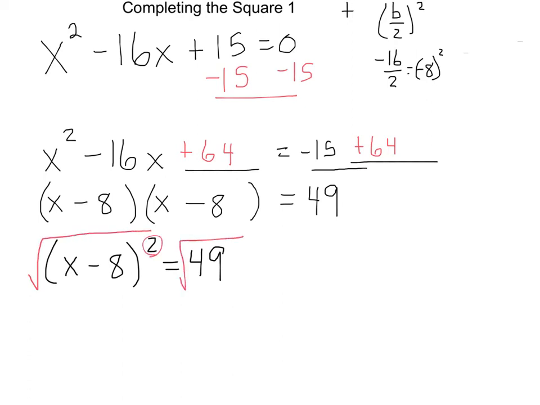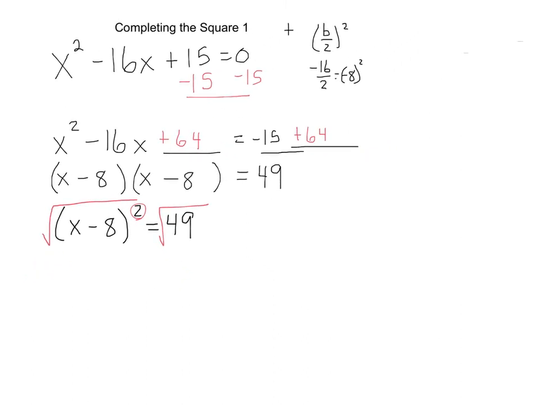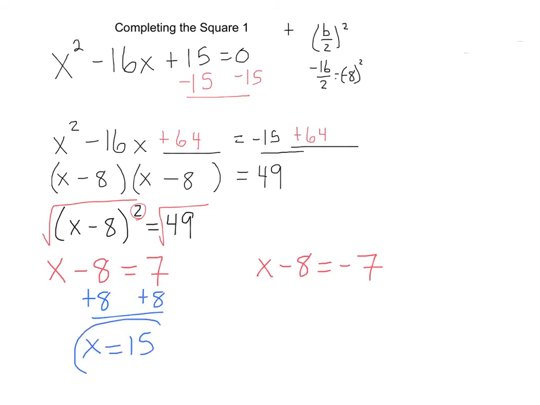Square root both sides. And so you have x minus 8 equals, what's the square root of 49? 7, but it's not just 7. So I need to write another equation. X minus 8 also equals negative 7. And that's how you get 2 answers. The square root of 49 is 2 answers. So I'm going to add 8 on both sides here, and so I have x equals 15. And I'm going to add 8 on both sides here, and so x equals positive 1. And so there are your 2 solutions.